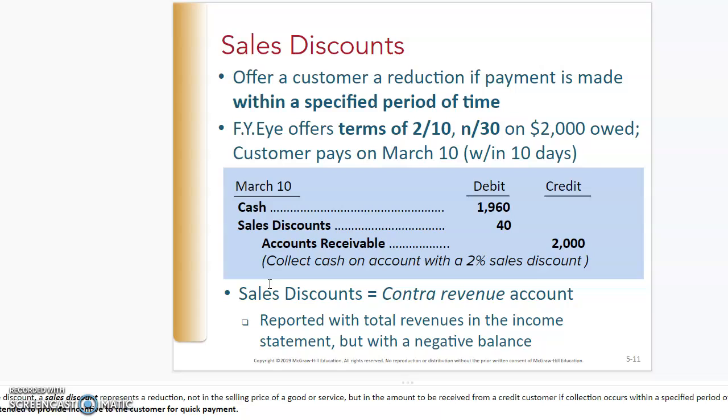So we need to deduct the whole $2,000 from accounts receivable. But the company only receives $1,960 because they've taken the 2% discount. That 2% discount is the difference between the cash that they receive and what the original receivable was. Okay, the sales discount is a contra revenue account, and we'll see that in the statements in a minute. Okay, that goes on the income statement.